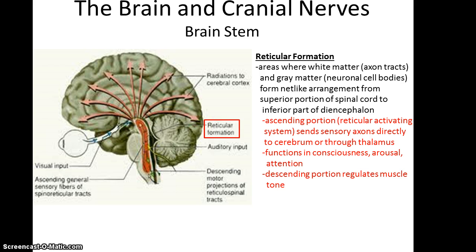And the descending portion helps regulate muscle tone, something that's important, but not something we actually think that much about, even though it's our voluntary skeletal muscles that are involved in muscle tone.